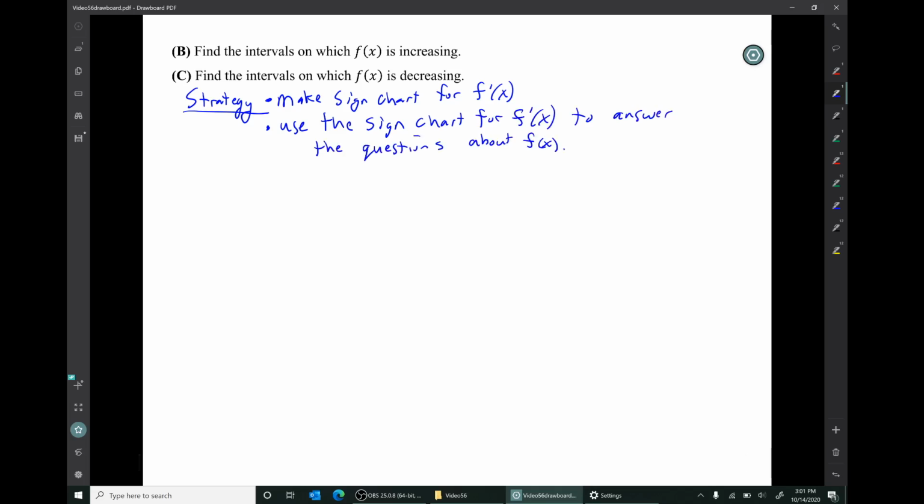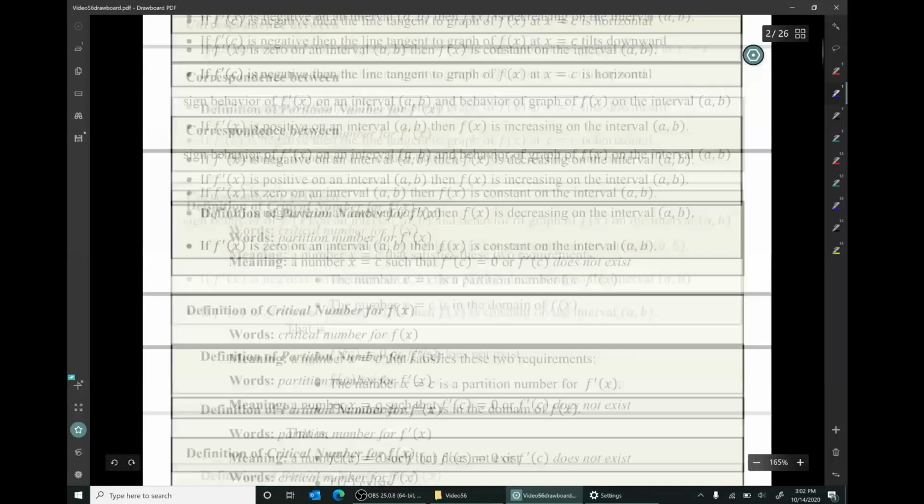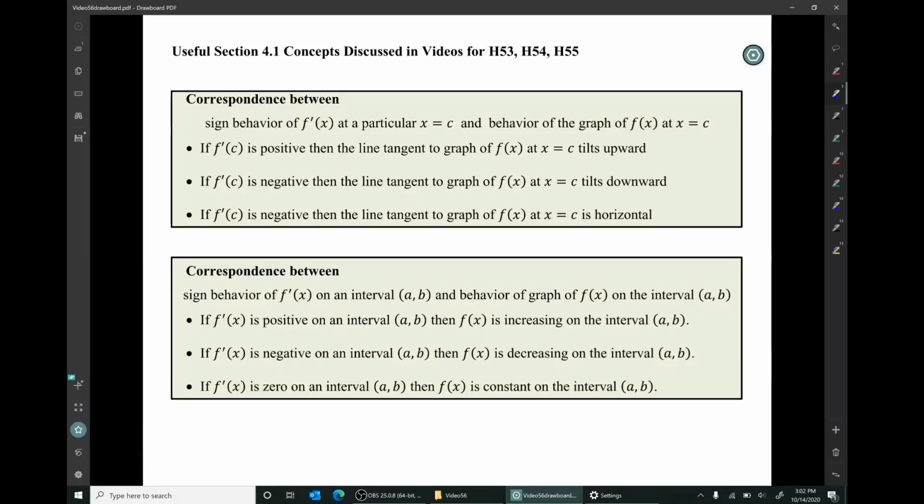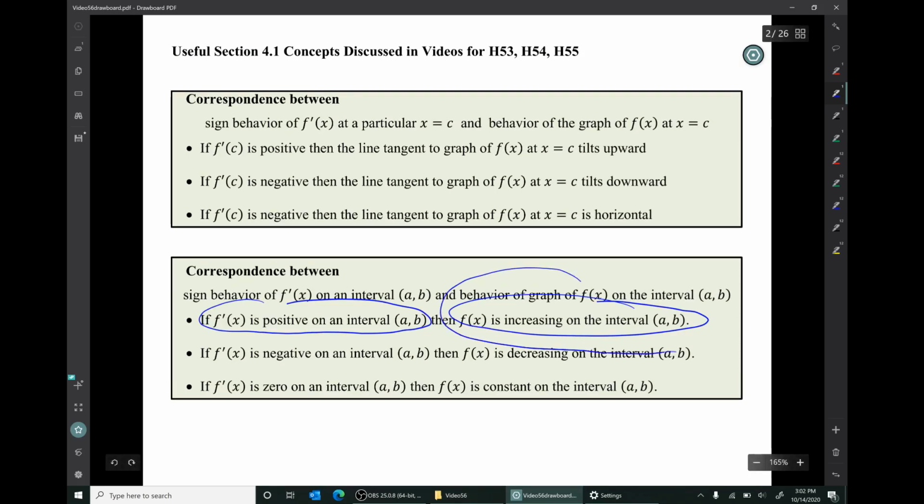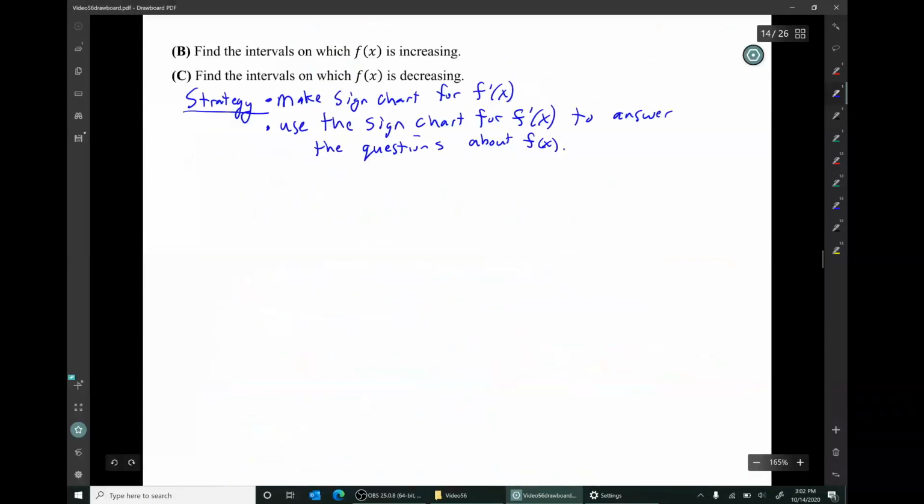Now, why is that our strategy? Well, let's go back to what we reviewed at the very beginning of the video. This correspondence between the sign behavior of f prime and the increasing, decreasing behavior of f of x. We're supposed to find, in our current example, the intervals where f of x is increasing or decreasing. So we'll answer that question by studying the sign of f prime. So that's why we have this strategy.